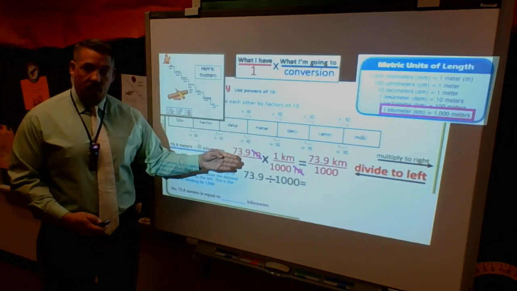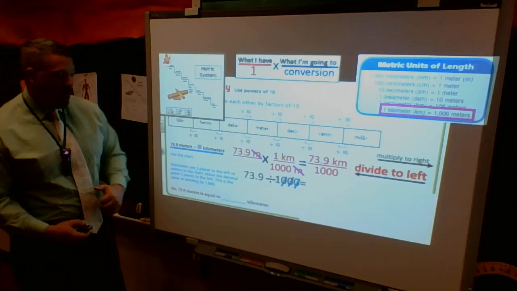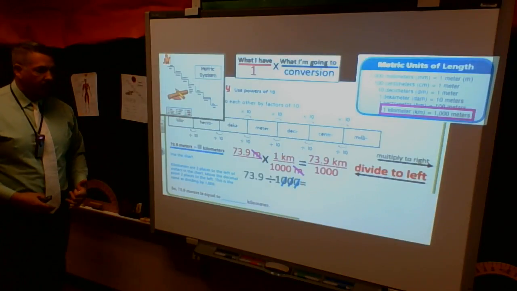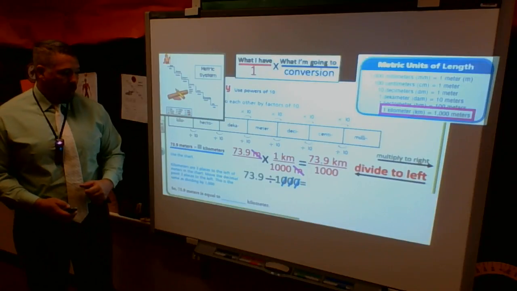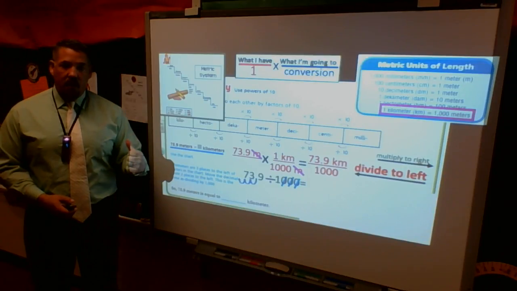So you either need to show all of this to get your credit, or you're going to show all of this that I'm going to do to get all of your credit. I know I have 3 zeros, so I'm going to move it 3 times. In what direction? To the left, because dividing makes it smaller.